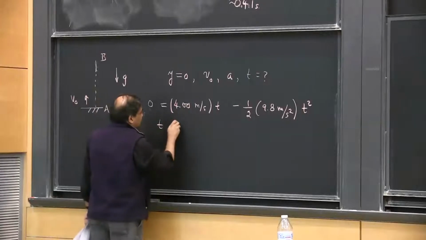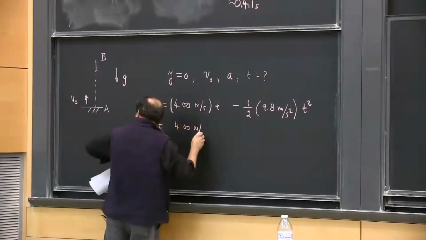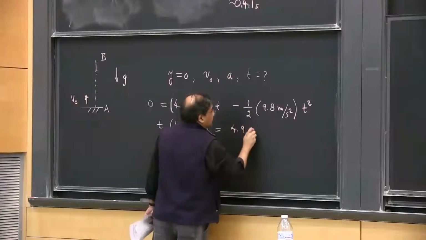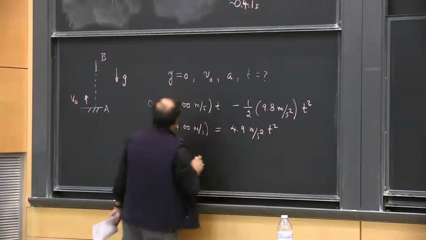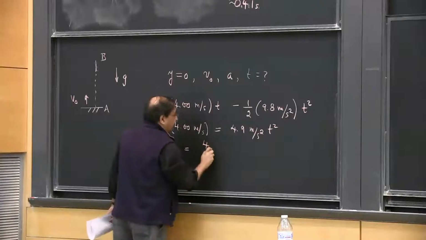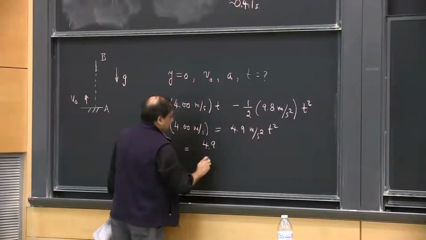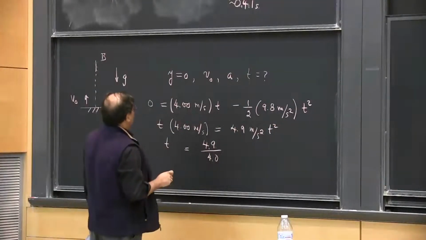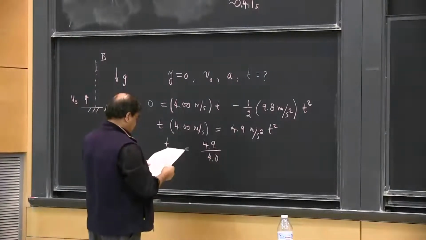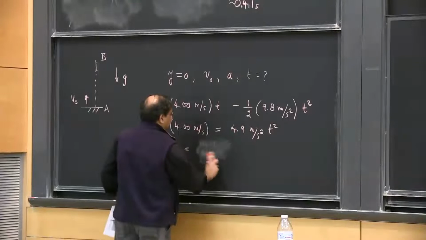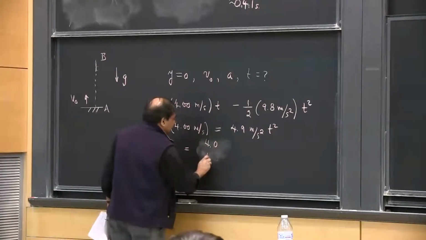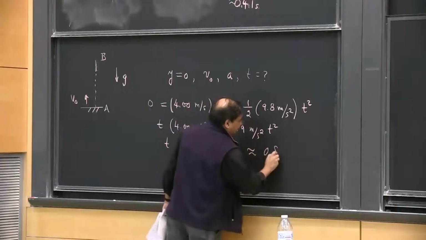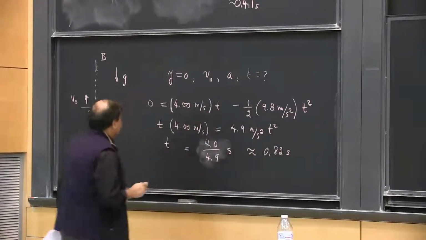So I should be able to write t times 4.00 meters per second. And here I should be able to write 4.9 meters per second squared times t squared. So therefore, t is going to be 4 divided by 4.9 seconds. And so this would be approximately 0.82 seconds.